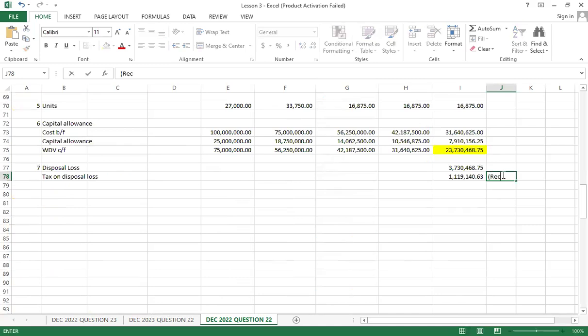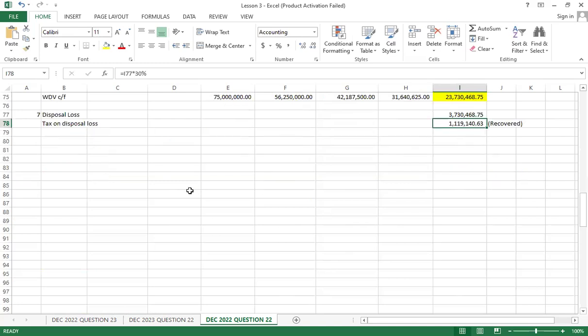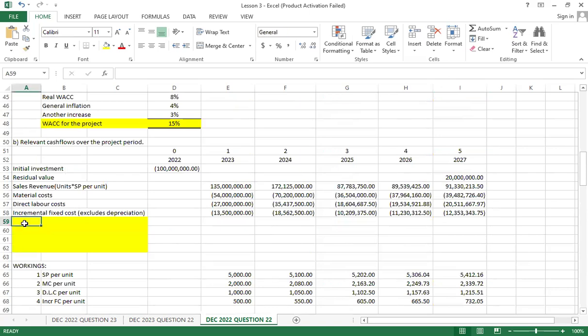So this is tax recovered. If it were tax on profits, then that would be tax paid. So tax paid, we know is a negative cash flow. Tax recovered is the opposite. It means we more or less receive back this money. And receiving back this money means that one more relevant cash flow here becomes the tax on disposal loss.